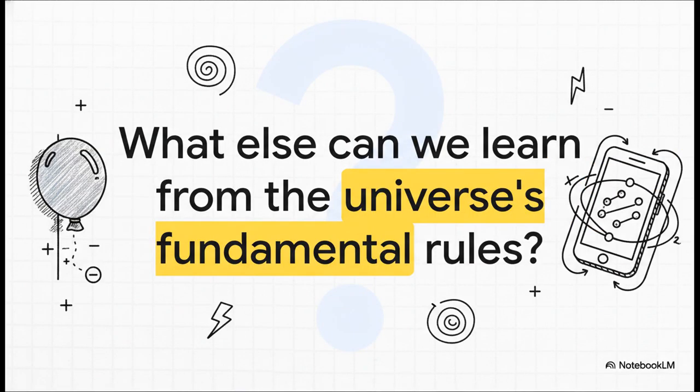So when you think about it, everything from a balloon sticking to a wall to the most complex computer chip comes down to these same few fundamental rules of charge, field, and potential. It really makes you wonder, doesn't it? If we can understand so much from just these principles, what else is waiting to be uncovered just by looking at the basic instructions the universe is running on?